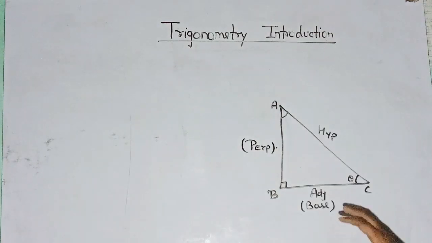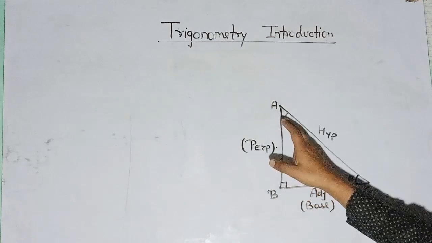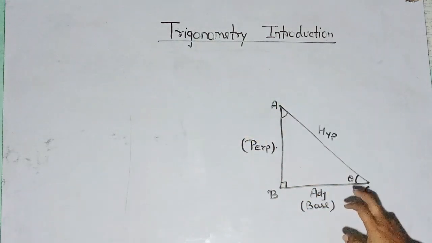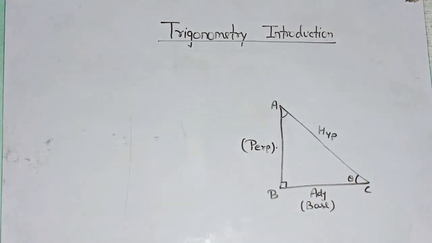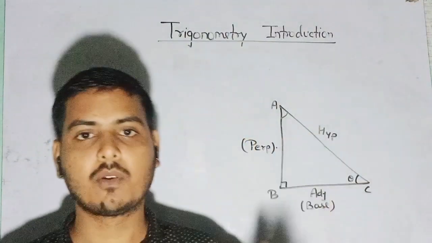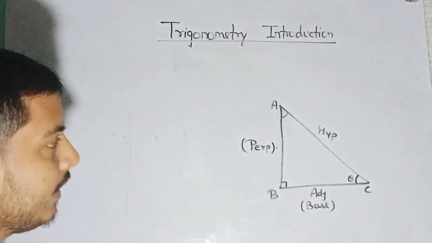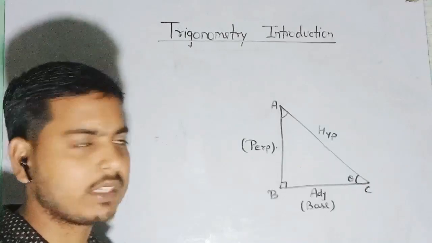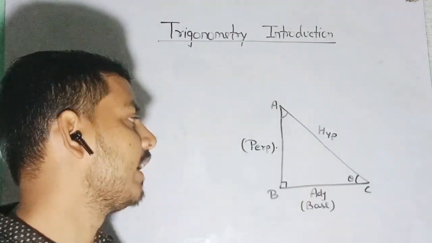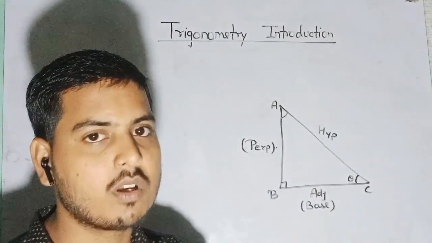It will vary from theta to theta. If we take different theta, like if we take this theta, then this is the hypotenuse, this is the base, and this is the perpendicular. Okay, I think this picture is clear in your mind. Now I am going to tell you, if we take any two ratios of sides, then there are six possible cases of ratios of sides.